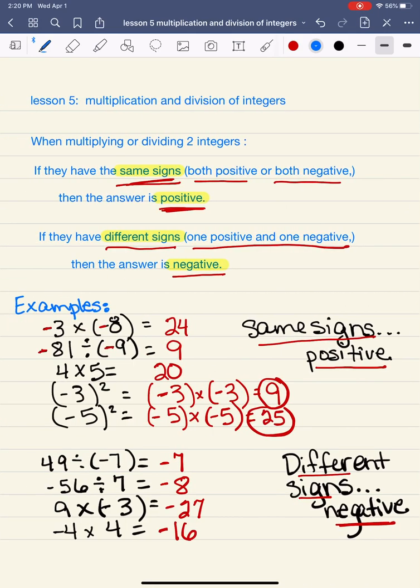So you may want to go back to this first page and jot down those rules so that when you're trying your assignment today, you don't have to write the whole thing down, but you could just write down same signs positive, different signs negative, and have that in front of you while you're working on your assignment today. Again, if you'll look for the assignment, lesson 5, multiplication and division of integers.